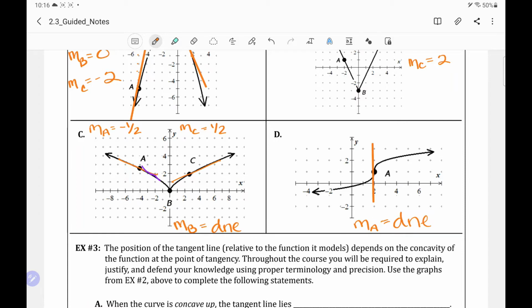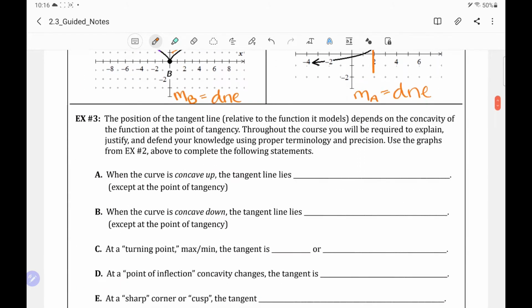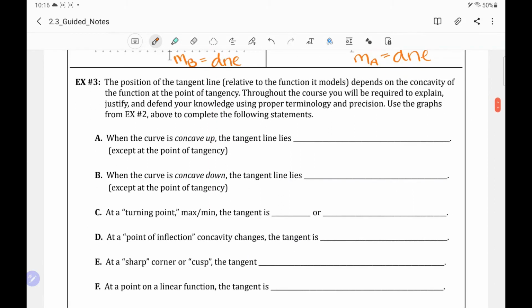In many ways, something that we used to call undefined, we're saying does not exist. They're related to each other, right? Remember the vertical asymptotes? We said the limit doesn't exist, etc. So let's come to number 3. The position of the tangent line relative to the function it models.